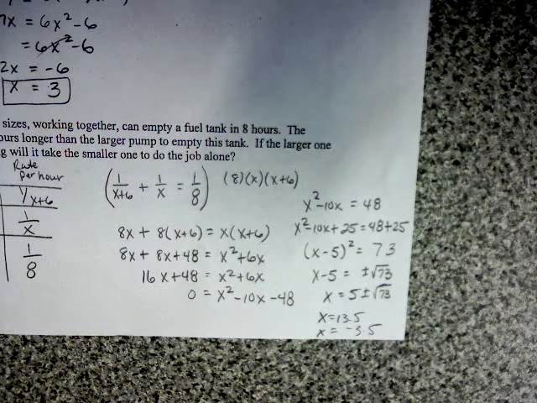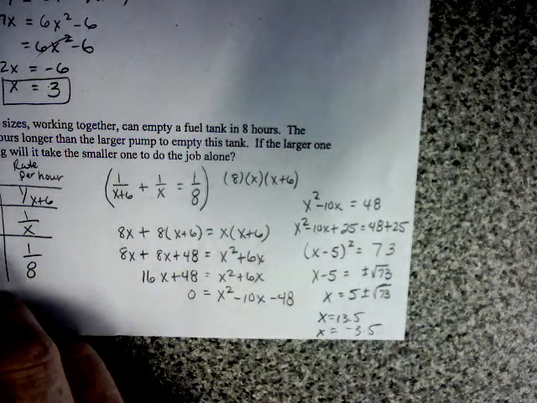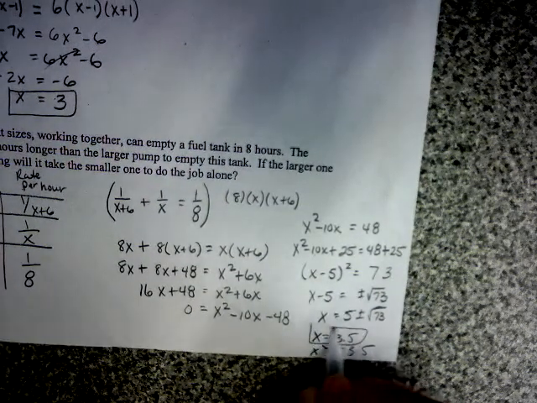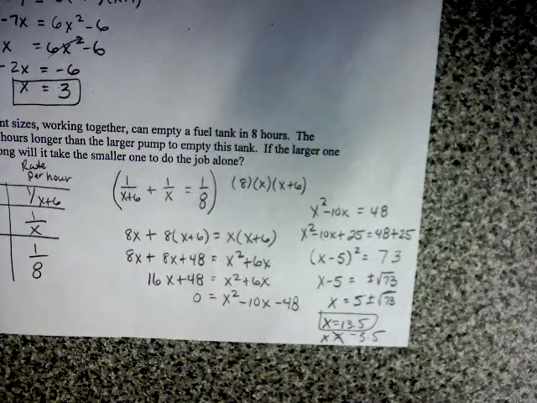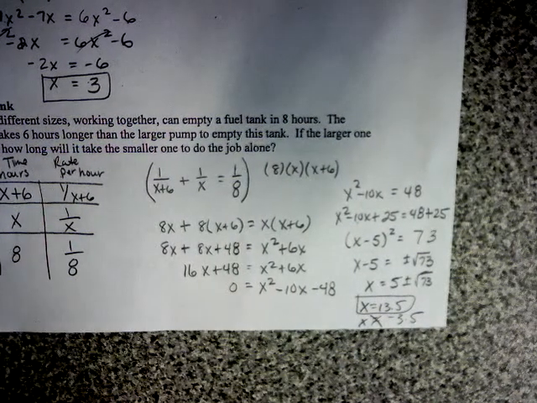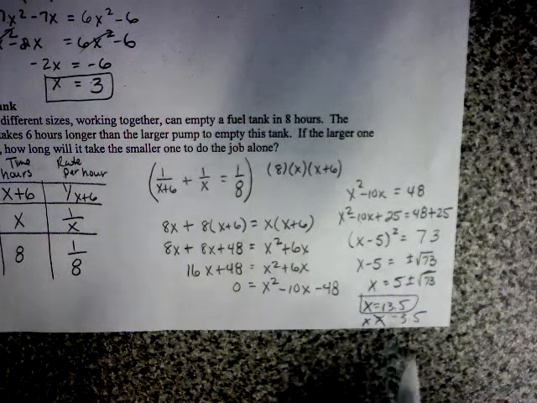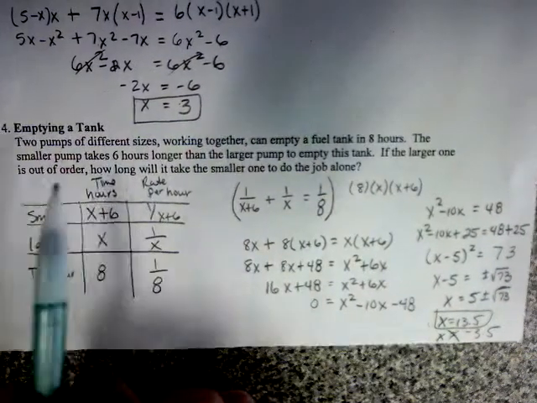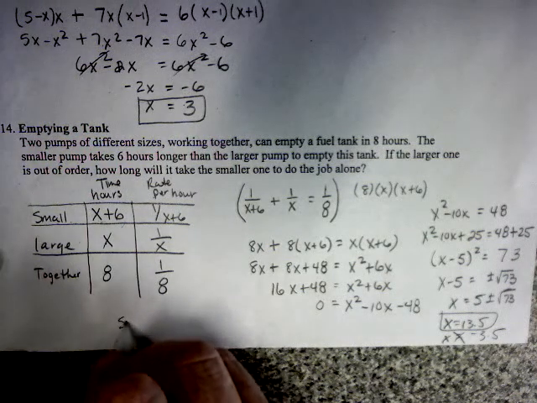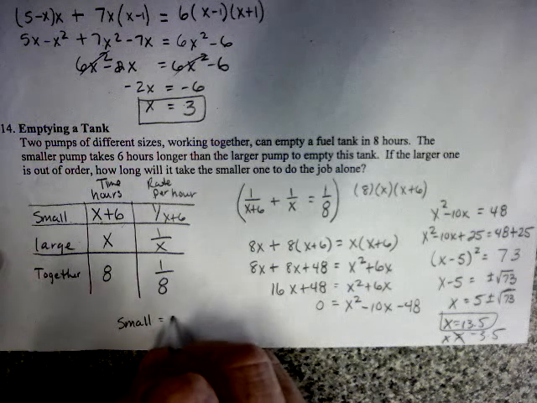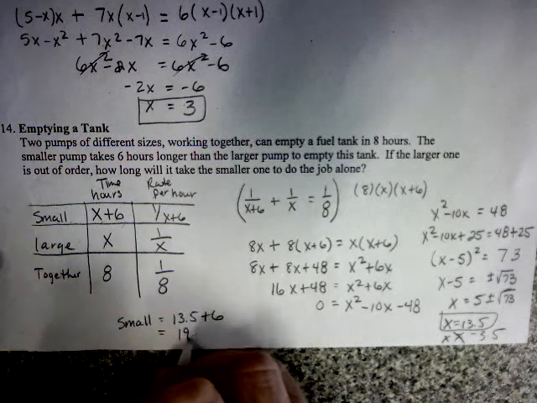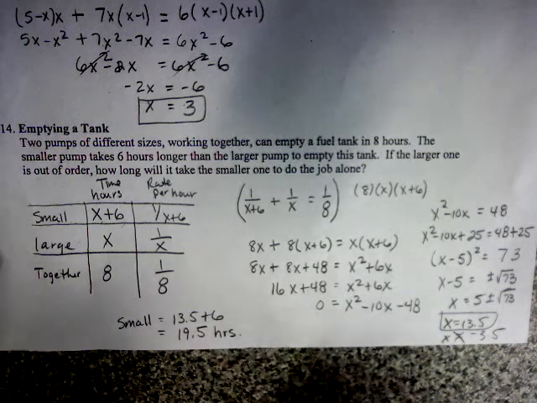Now, since x represents an amount of hours, we're not going to use the negative one, and our answer is going to be 13.5. So we have to make sure we answer the question. It says, if the larger one is out of order, how long will it take the smaller one to do the job? So we actually have to substitute the x in for the small one alone, which is x plus 6. So the small one's going to take 13.5 plus 6. So that's going to be 19.5 hours to do the job alone.